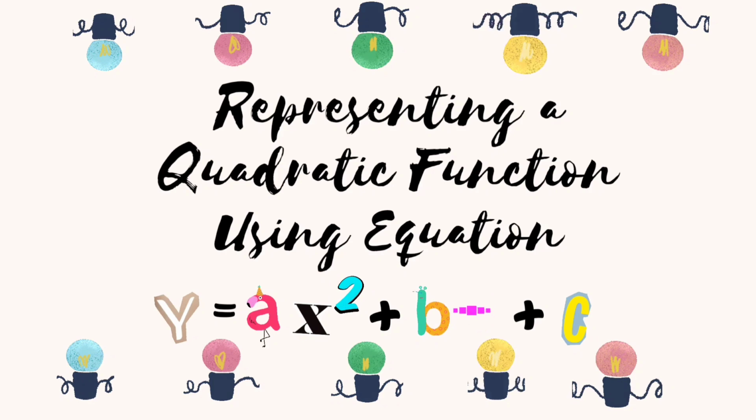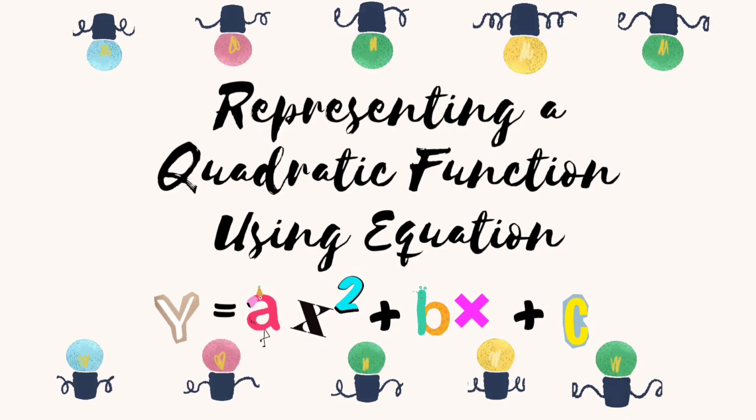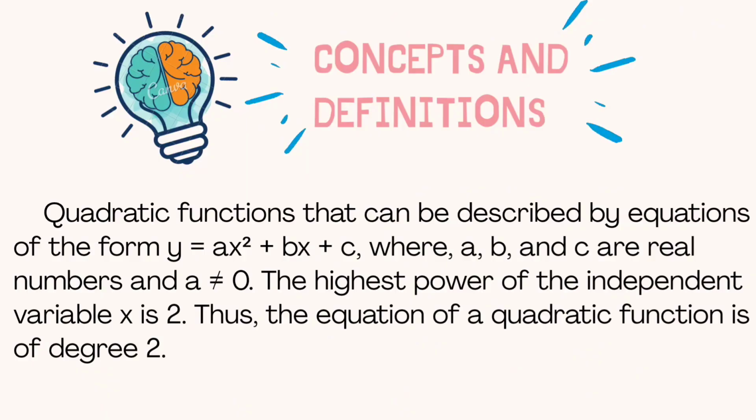For our last topic for today's session, I will discuss how to represent a quadratic function using the equation y equals ax squared plus bx plus c. Remember, quadratic functions can be described by equations of the form y equals ax squared plus bx plus c, where a, b, and c are real numbers and a is not equal to 0. Therefore, we can use this form of equation in representing a quadratic function.